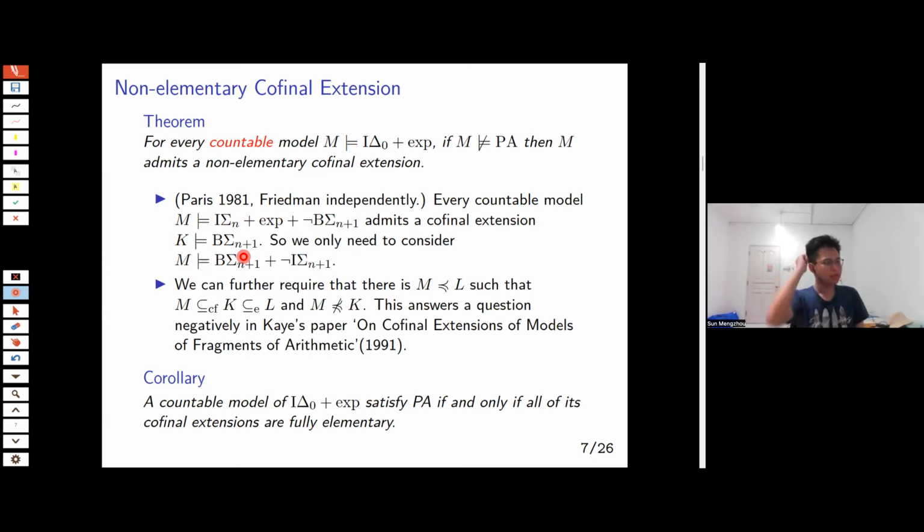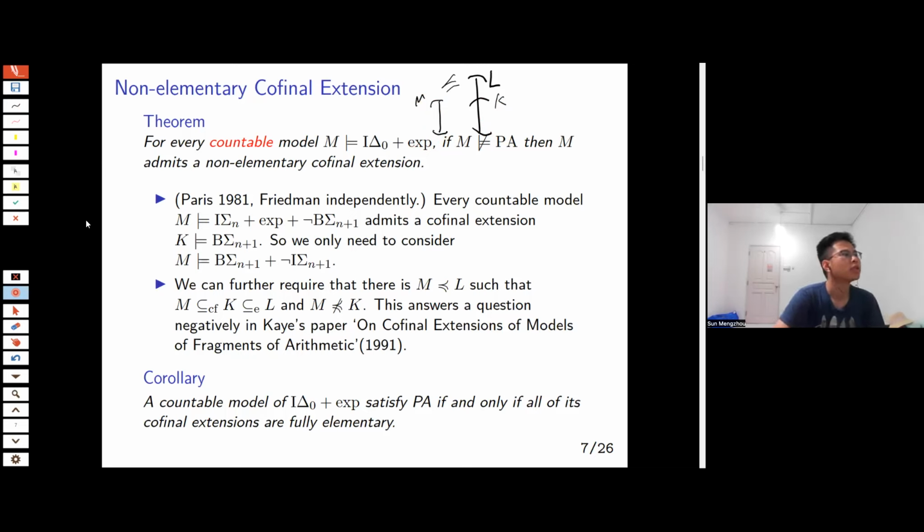The second one is that in our construction of non-elementary cofinal extension, we can actually require that it is obtained in this way. So here is M. We can always get our extension K by first having a fully elementary extension L, but this one may not be cofinal. And K is the cutoff of L at the same height as M, so that K is a cofinal extension. And all the non-elementary cofinal extensions we constructed can be obtained in this way.